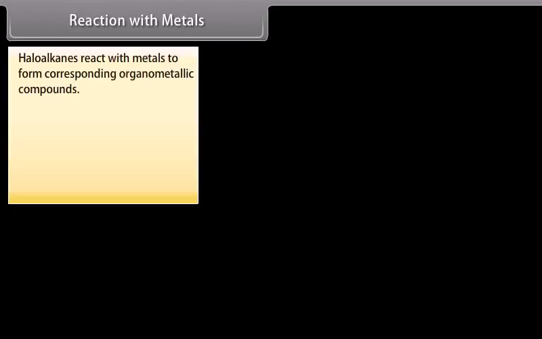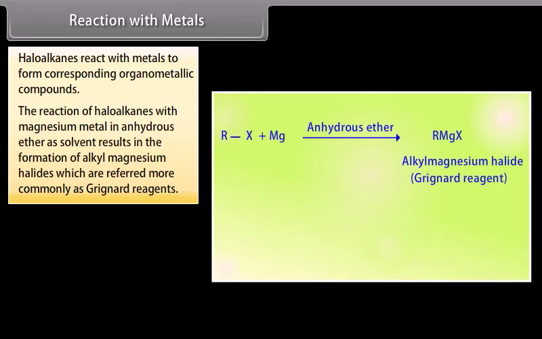Reaction with metals. Haloalkanes react with metals to form corresponding organometallic compounds. The reaction of haloalkanes with magnesium metal in anhydrous ether as solvent results in the formation of alkyl magnesium halides, which are more commonly referred to as Grignard reagents.